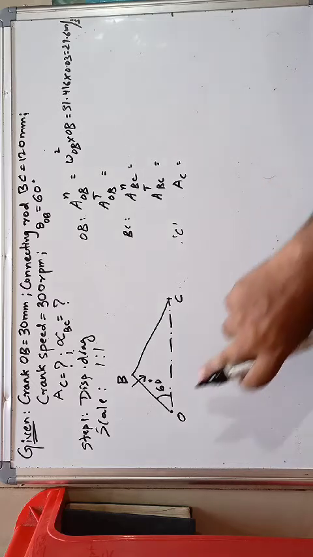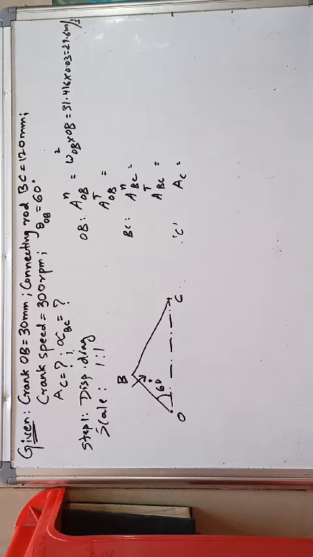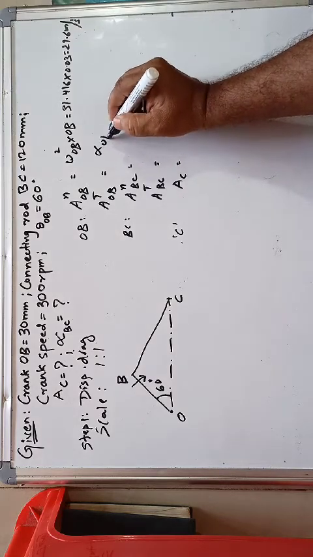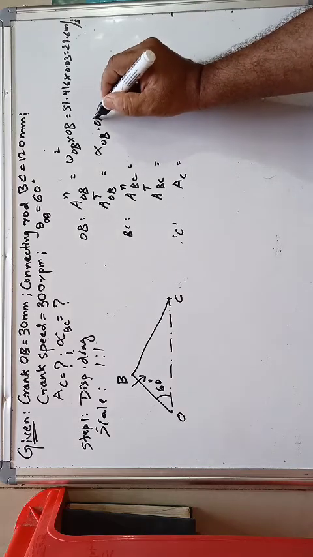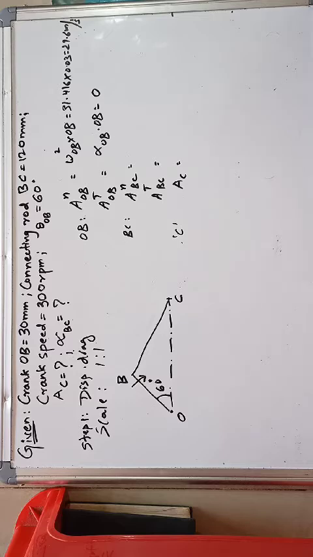And for the tangential component, I told you the crank is rotating with uniform angular speed. Therefore, when the element is rotating with uniform angular speed, its tangential component is 0. Again the formula is alpha OB into the length of the link OB. So for this, the tangential component is 0, because the crank is rotating with uniform angular speed.